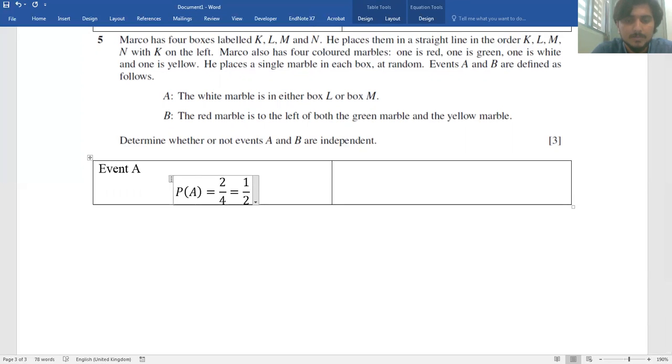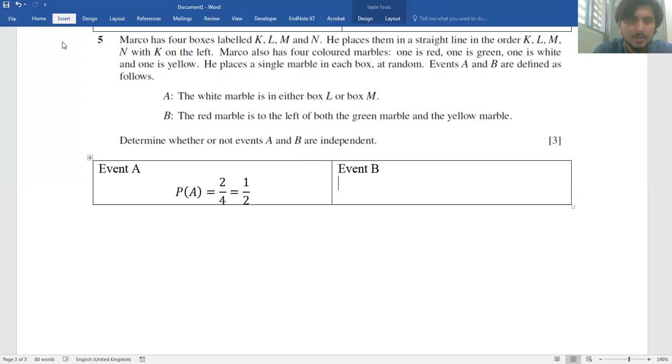Then what about event B? The probability of B: the red marble is to the left of both the green and the yellow marble. That means the red marble will either be in K or L. Event B, we'll have to understand it.